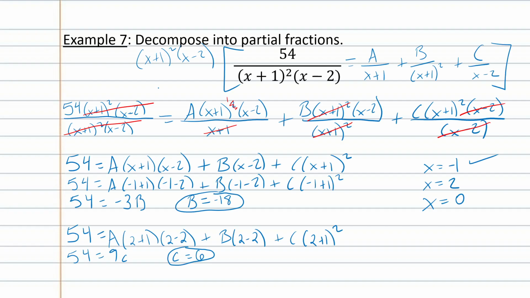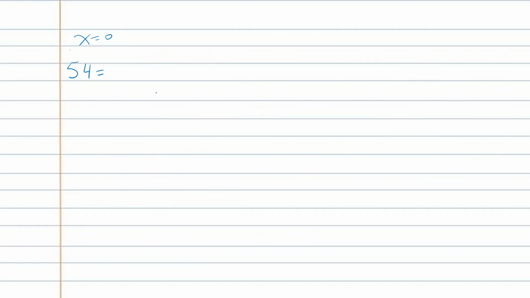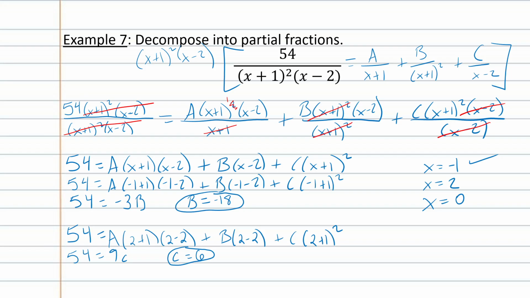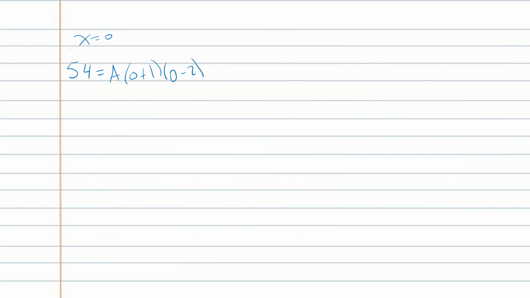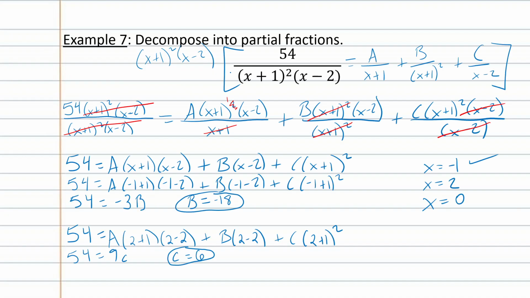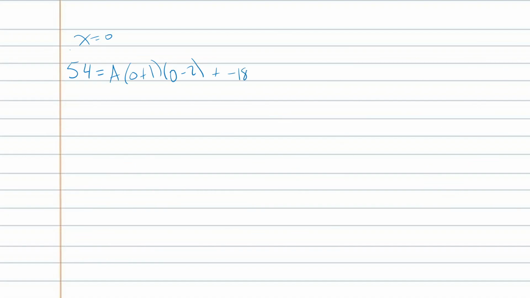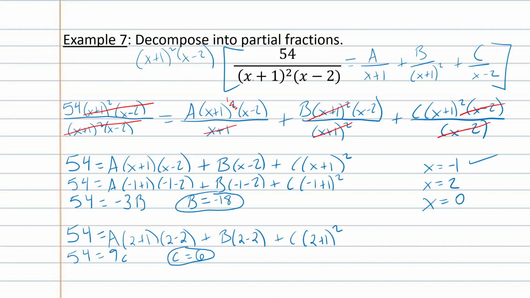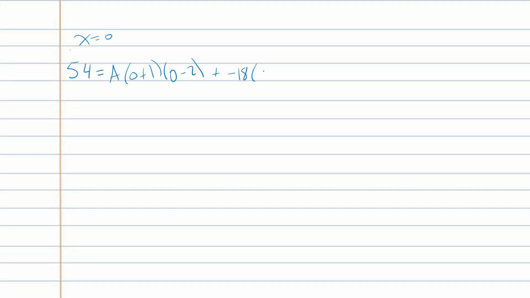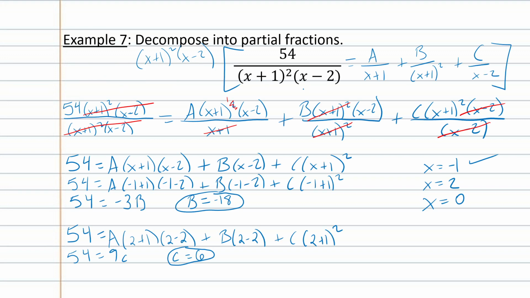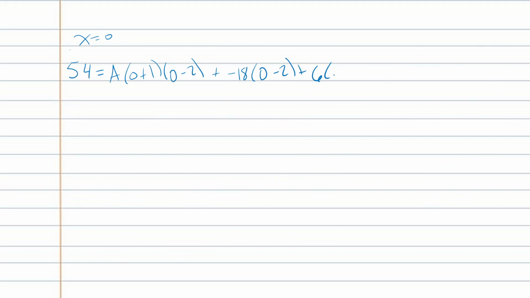So remember we're setting x equal to 0. We're going to have 54 equals. We're going to have to flash back and forth. A times x plus 1. So a times 0 plus 1 times, let's see, that's 0 minus 2. Okay. Plus b. Now our b here we said was negative 18 times x minus 2. So 0 minus 2 plus c. C we said was 6. And that was x plus 1 squared, so 0 plus 1 all squared.